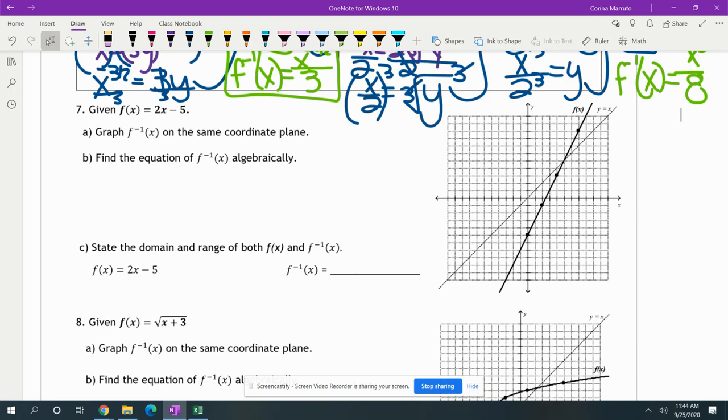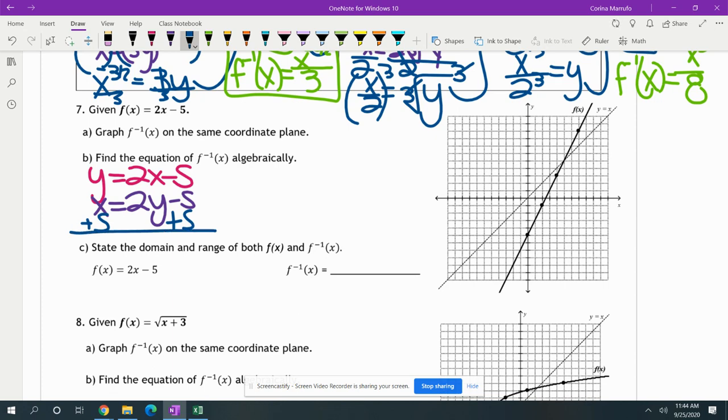All right, so I'm first going to go ahead and find, using the same steps, we're going to replace f of x with y, so y equals 2x minus 5. Then we switch the x and the y. So x equals 2y minus 5. Then our next step is to solve for y, we get the y by itself.